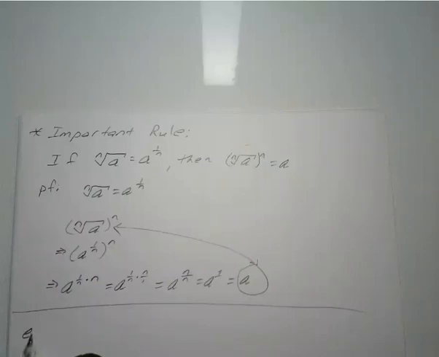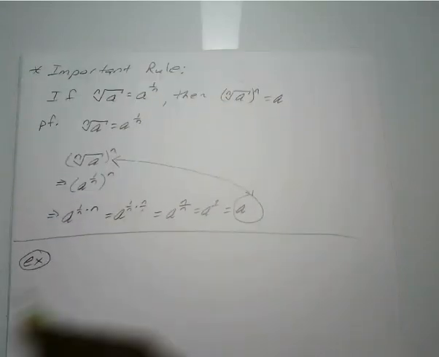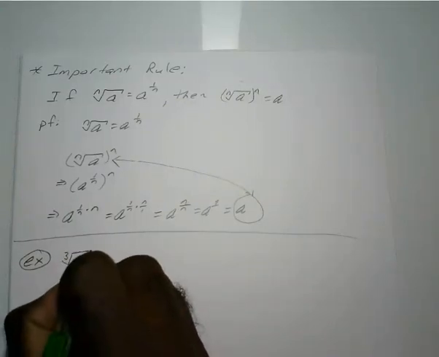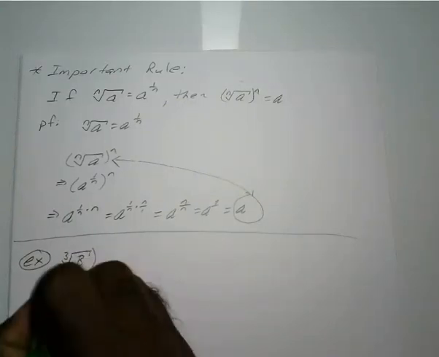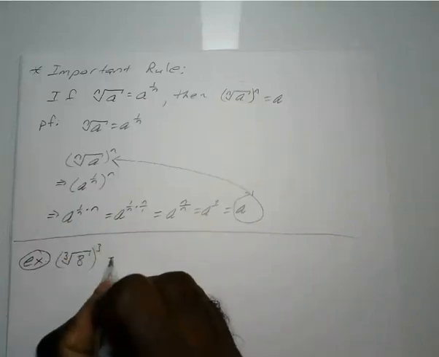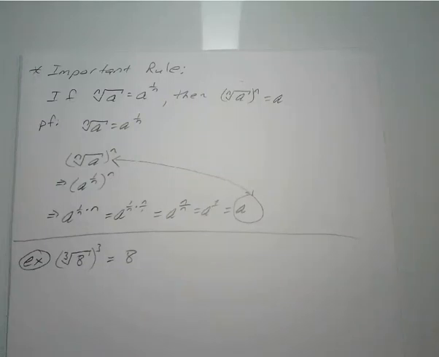Okay, so let's say, for example, if you have the cube root of 8, and let's say we raise that to the 3rd power, it's going to equal 8, because those two will cancel each other out.